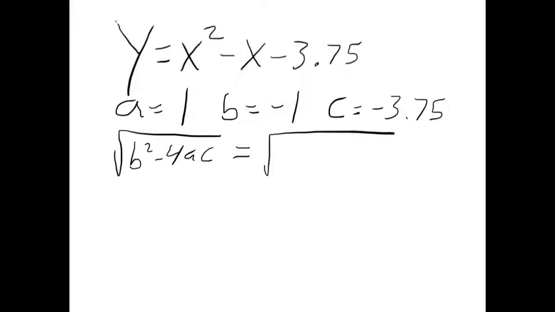So we have the square root of -1 squared. Notice here that I'm putting parentheses around the -1. Whenever you square a negative, make sure that you use parentheses, otherwise you'll get the wrong answer. Minus 4 times the value of a is 1, so I'm not even going to write it because 1 times anything is just itself. -3.75.